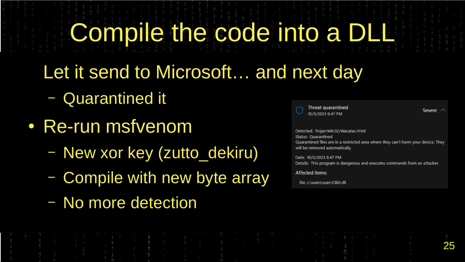In any case, I just reran MSF Venom, which generated a new set of shellcode with a new random XOR key. Copying that into the source code, compiling it, and generating a new DLL did not get detected or alerted on.